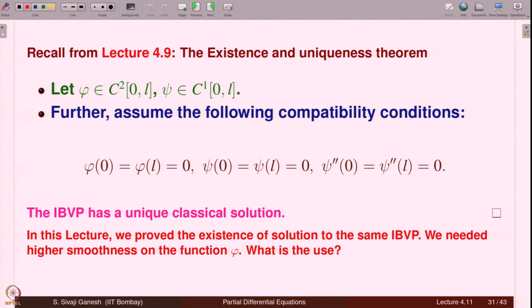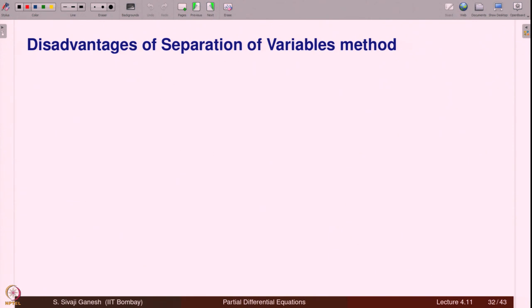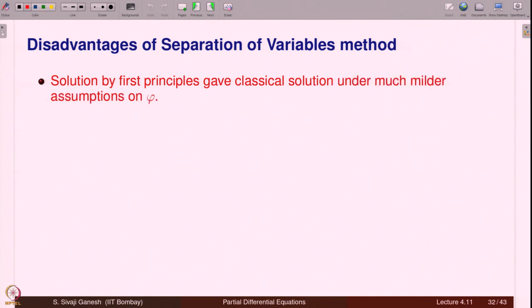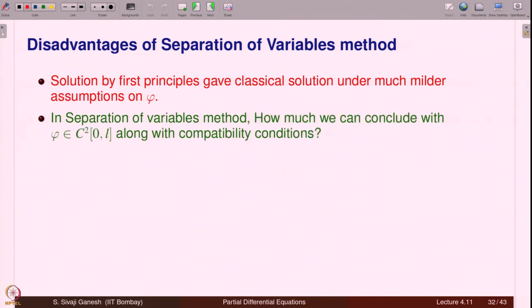So, what is the use? Let us see a few disadvantages of the separation of variables method. Solution by first principles gave a classical solution under much milder assumptions on phi. In the separation of variables method, how much can we really conclude with the assumption that phi is in C2? As you have seen in the proof, we needed n square mod bn to be less than or equal to 1 by n square, so that the series for second order derivatives converges.